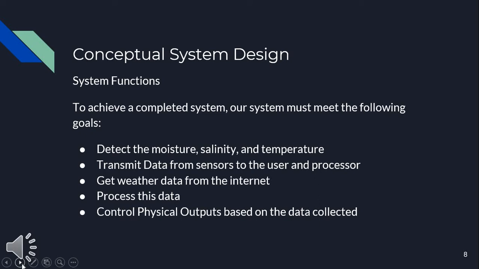The concept for our design is to have a system that meets the following functions. The system will detect the moisture, salinity, and temperature of the golf course. The system will transmit data from these sensors to the user and the central processor. The system will also get weather data from the internet, and then the central processor will process this data and it will also control the physical outputs based on the data collected.